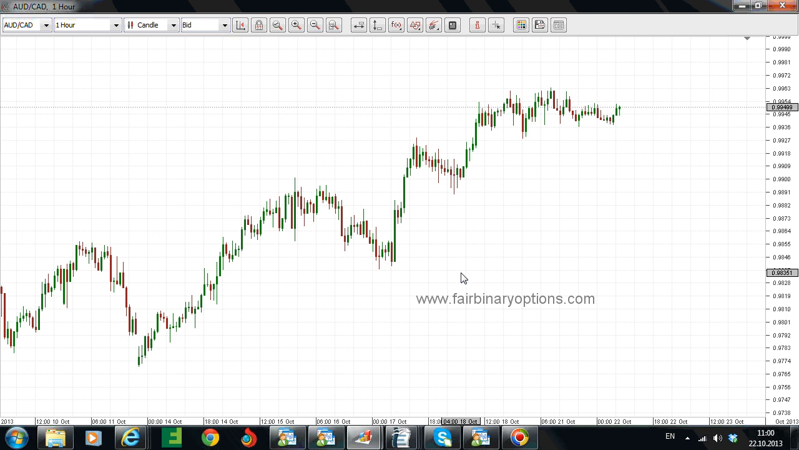FairBinaryOptions.com. Australian dollar, Canadian dollar, bullish setups all over the place. Bullish setups when you trade binary options means you want to buy calls, as this being the logical outcome for it. This is a 1 hour chart. As you very well know, we are bullish on the pair, not only based on the 1 hour chart, but also based on higher time frames.